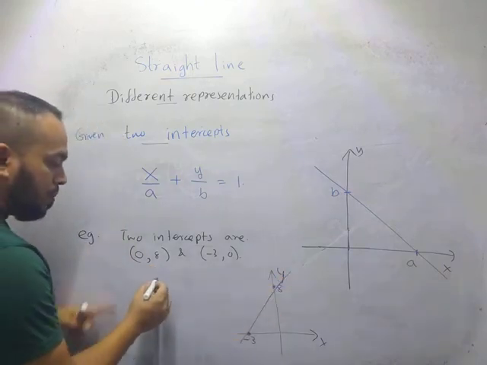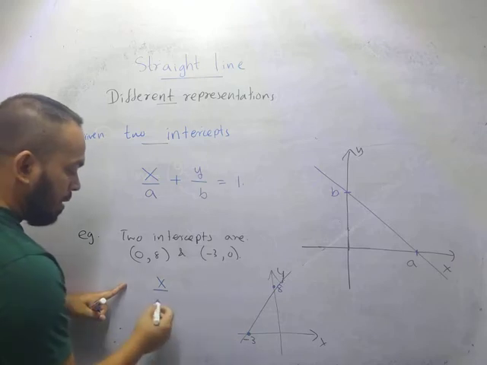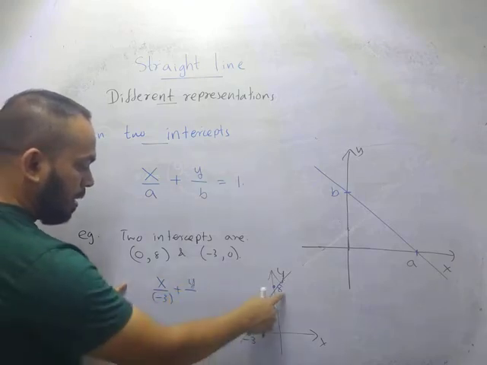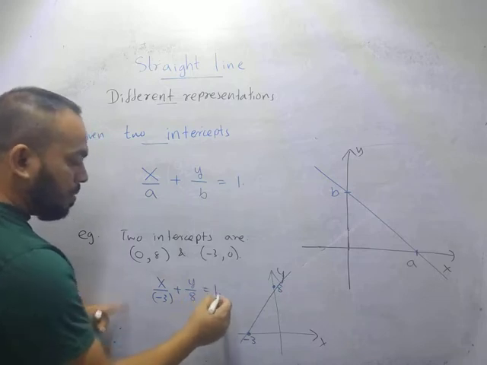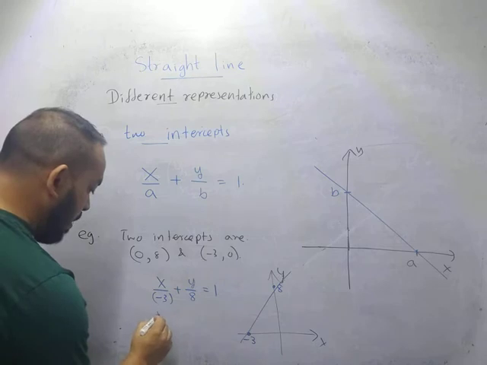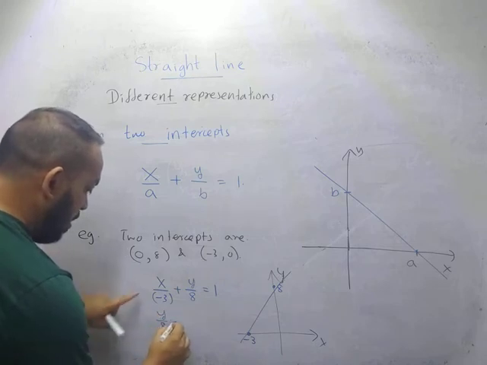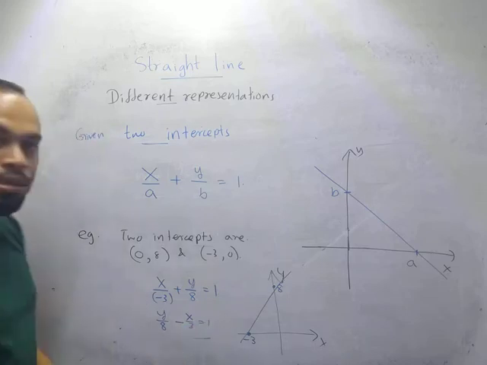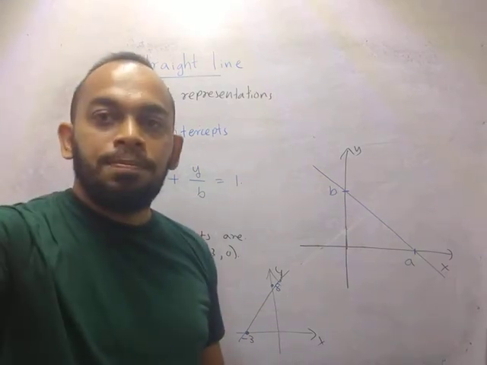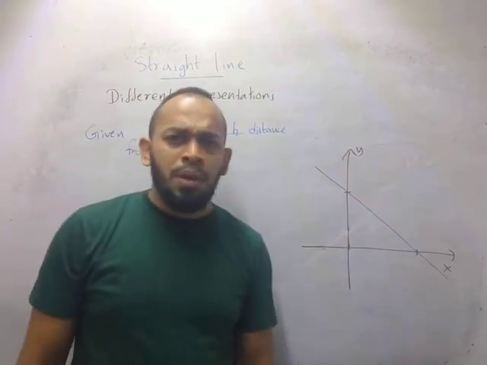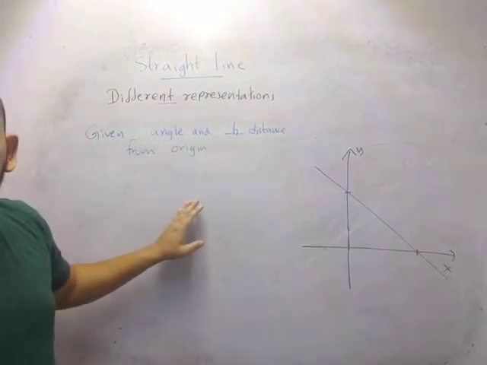So the equation would be x divided by minus 3 plus y divided by 8 equals 1. So I can further simplify it: y divided by 8, and this becomes minus x divided by 3, equals 1. That's it. See how easy this is. Right, so this is another representation. This won't come up much, right? Okay.